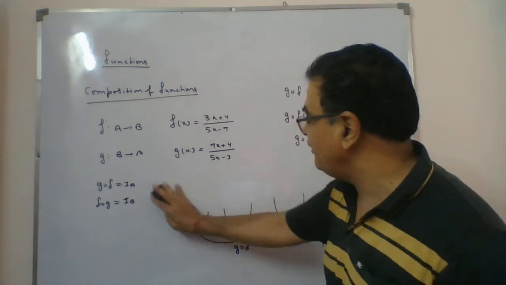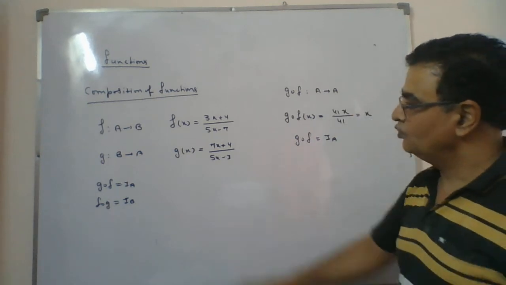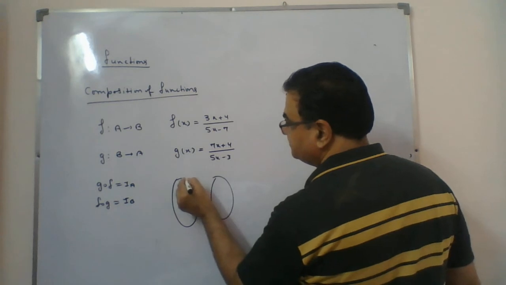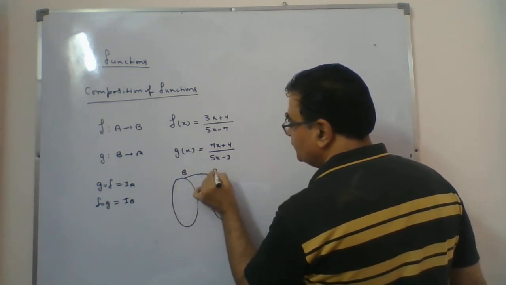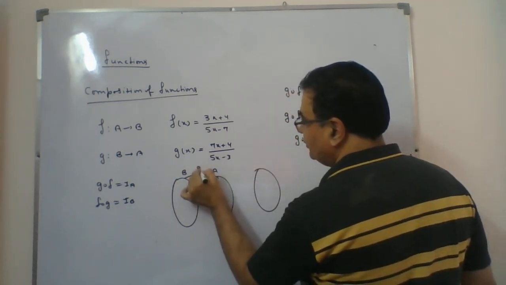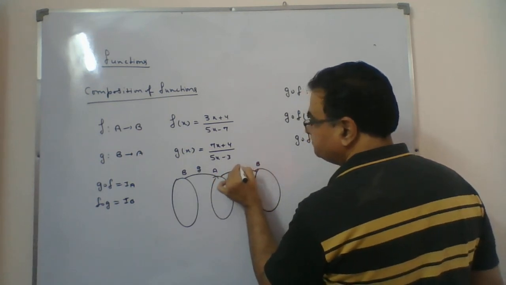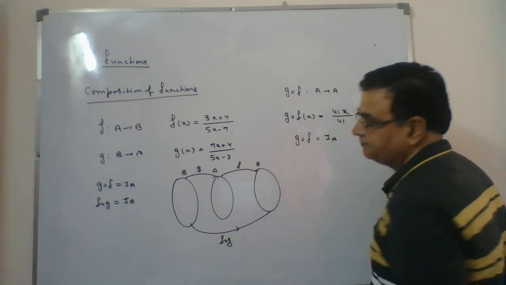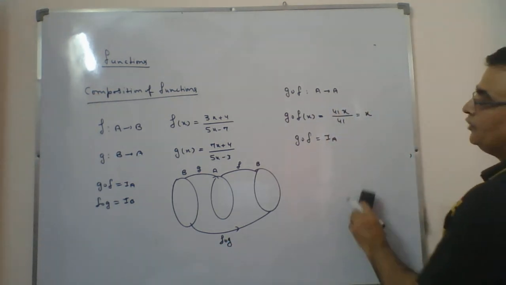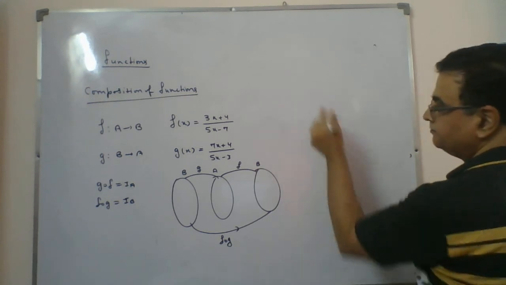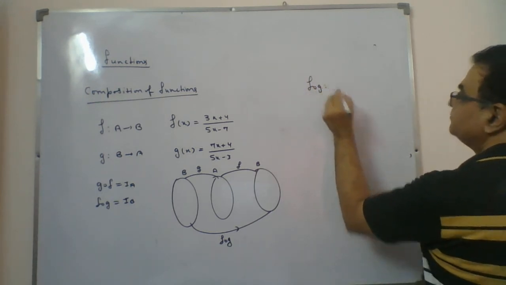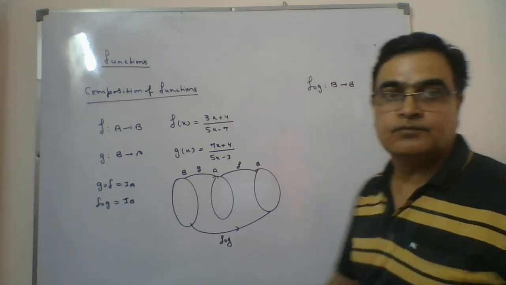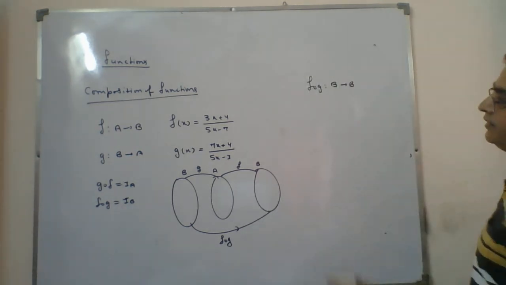Now when they say FOG, what changes here? They'll just check. FOG means the first function is G. G goes from B to A and then it will be going from A to B. And this function is going as FOG. So when you go for FOG, it will go from B to B. This function will go from B to B and then we solve it now.